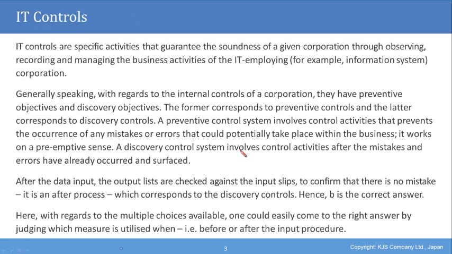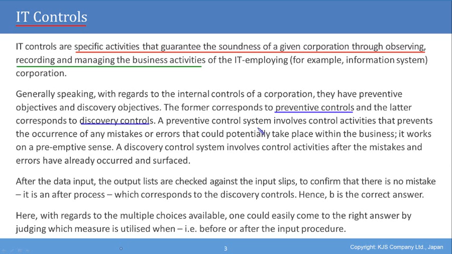Again, in order to answer this question, we'll first of all look at what an IT control is. IT controls are specific activities that guarantee the soundness of a given corporation through observing, recording and managing the business activities of the IT employing corporation. Generally speaking, with regards to the internal controls of a corporation, they have preventive objectives and discovery objectives. The former corresponds to preventive controls and the latter corresponds to discovery controls.